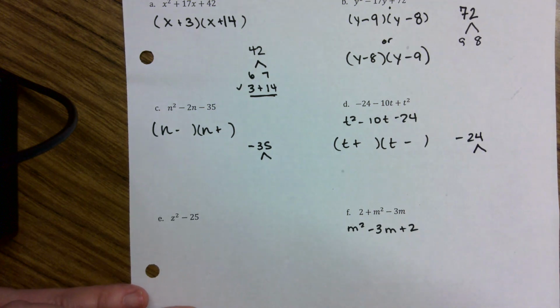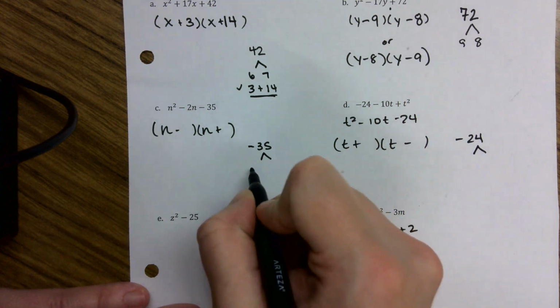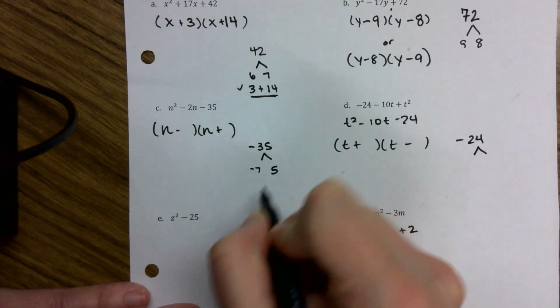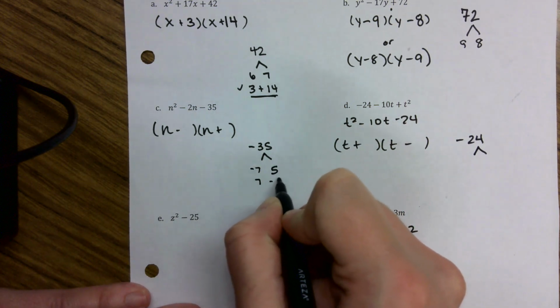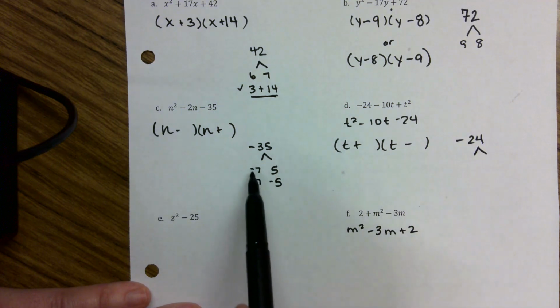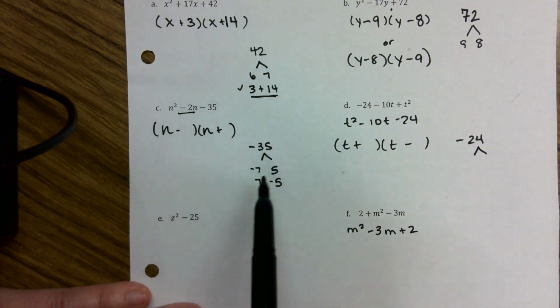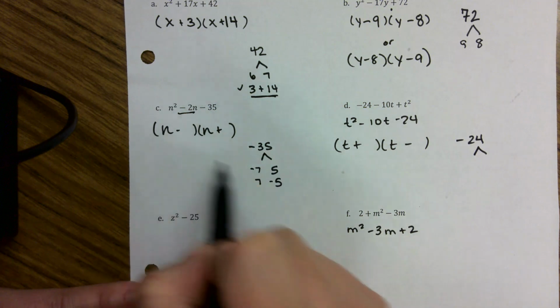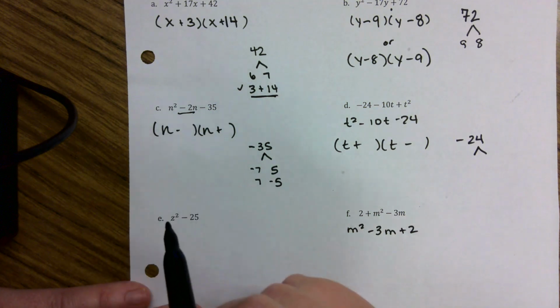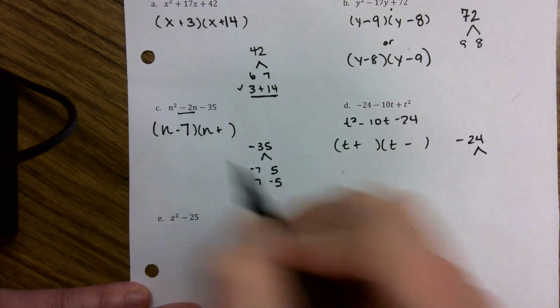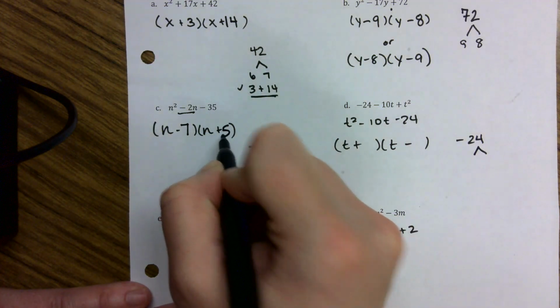All right, what are factors of 35? We could have had a negative 7 and a positive 5, or a positive 7 and a negative 5. Do either of these add up to negative 2? Yes, the negative 7. So the larger of your numbers will get that sign. So negative 7 and a positive 5.